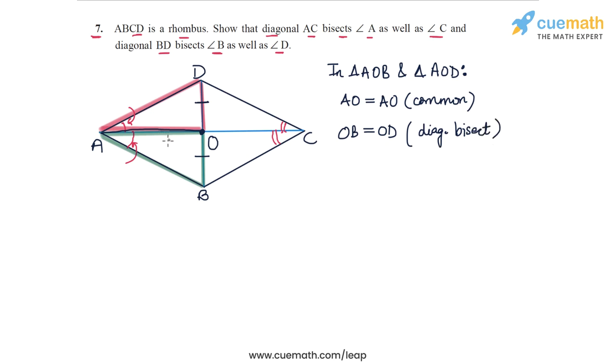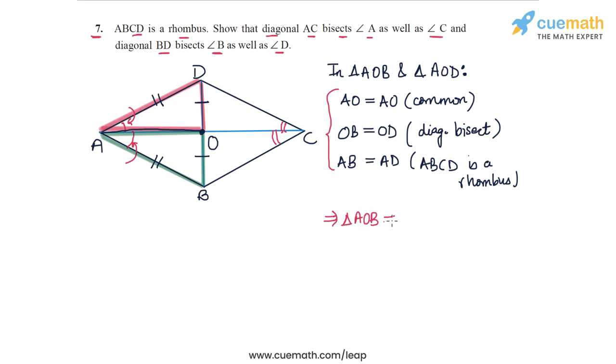And finally, because ABCD is a rhombus, the adjacent sides must also be equal, so AB and AD should also be equal. So we can write AB is equal to AD, because ABCD is a rhombus. So all three corresponding sides of the two triangles are equal, and this means that triangle AOB must be congruent to triangle AOD using the SSS congruence criterion.